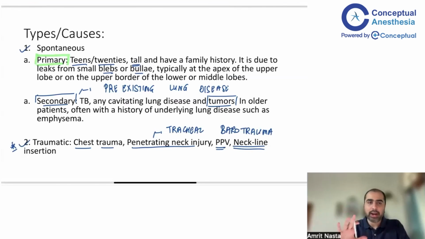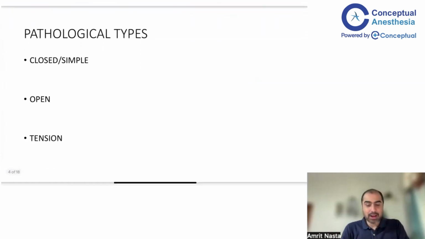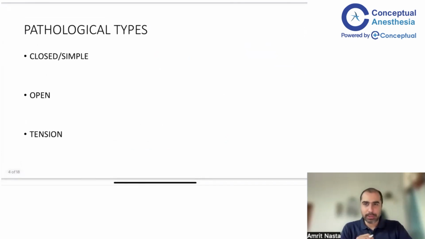So this is a basic idea as to why someone gets it, but what has to happen? Air has to enter either from the environment or from the lung into the pleural space. Now, what's the big deal if the air enters in the pleural space? Is it a big deal? So first things first, there are three pathological types of pneumothorax.